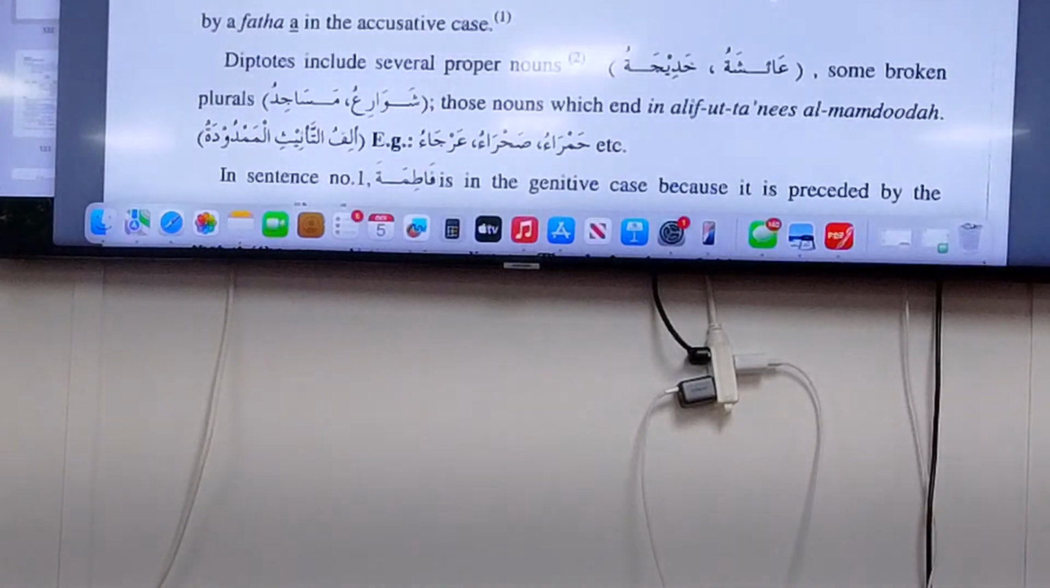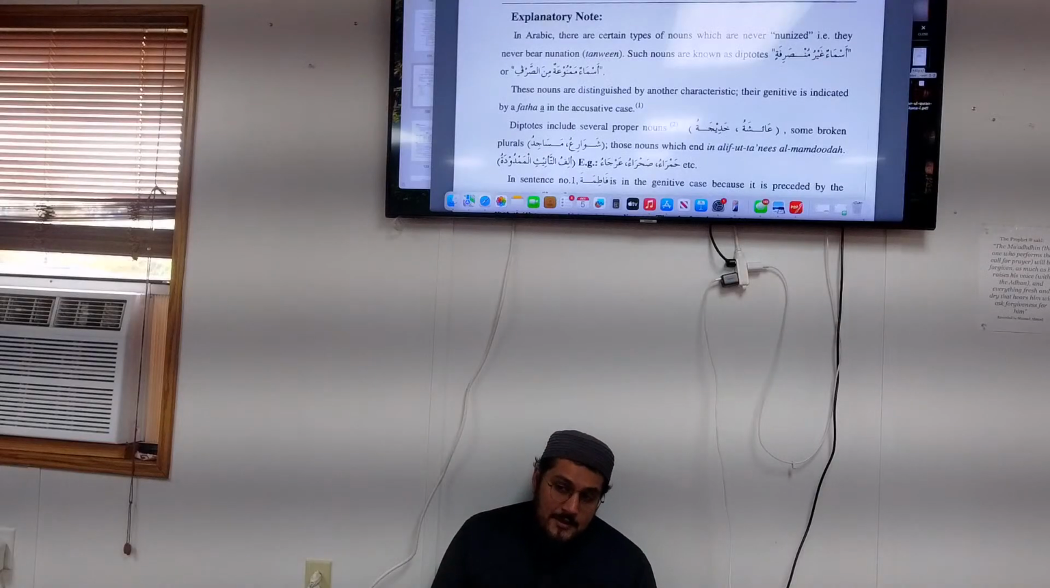Now, here's an interesting thing about diptotes that I don't know if they'll teach you right now: if a diptote has alif lam at the beginning, it takes kasra. If a diptote has alif lam in the beginning, it takes kasra.